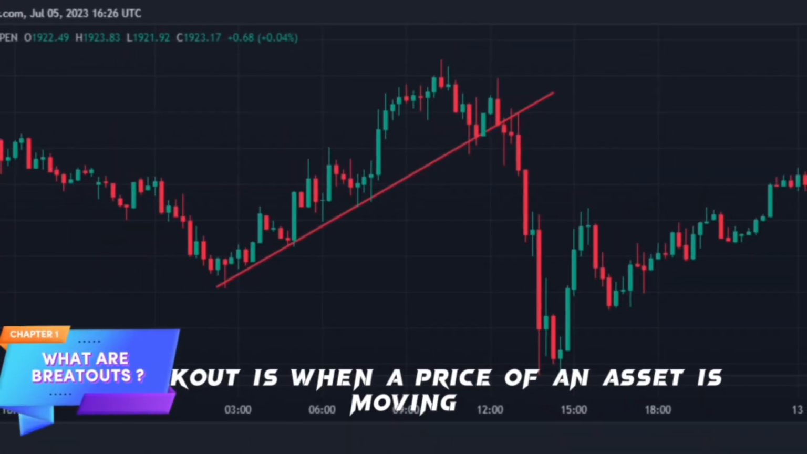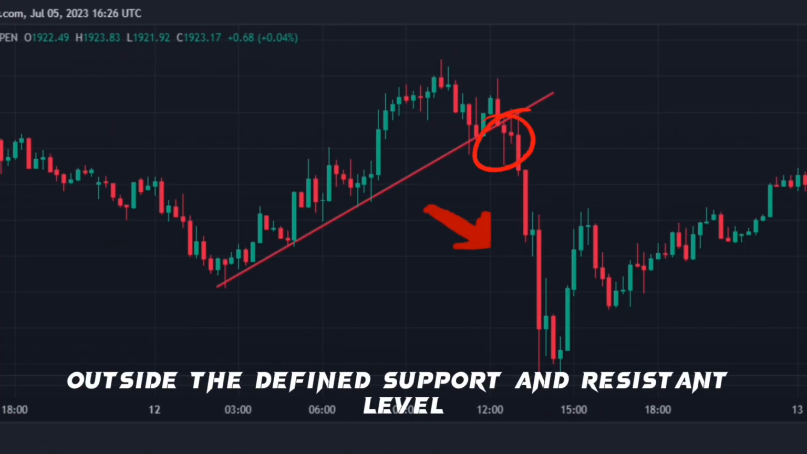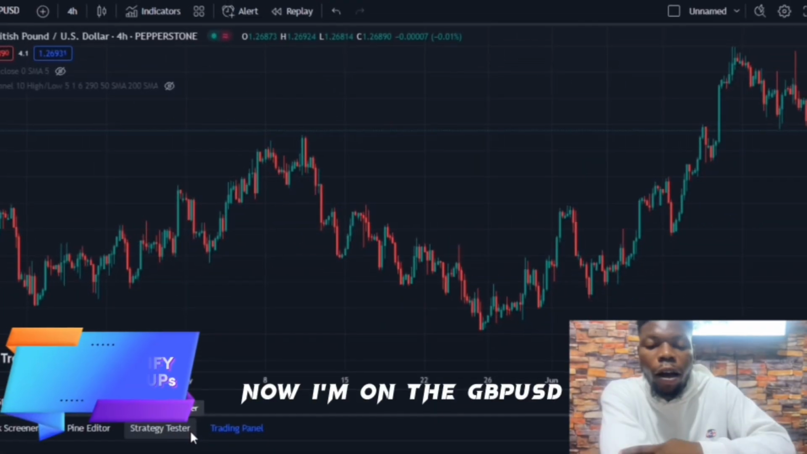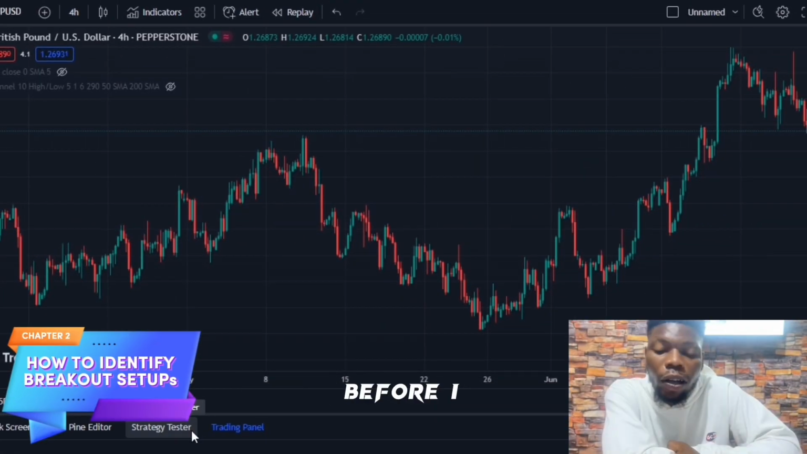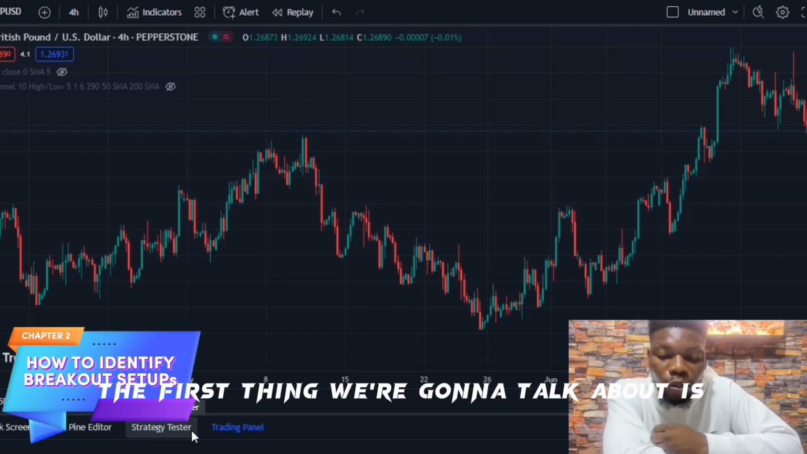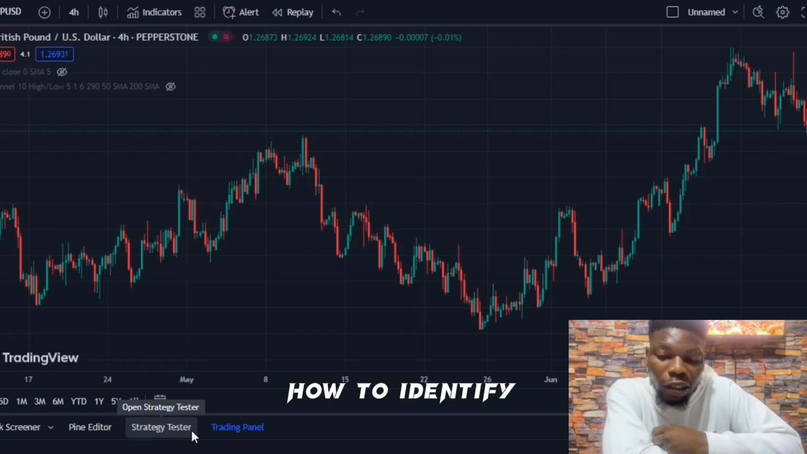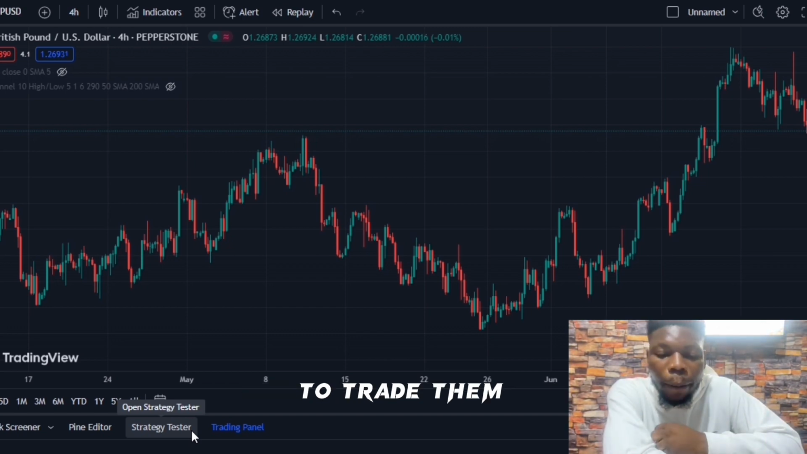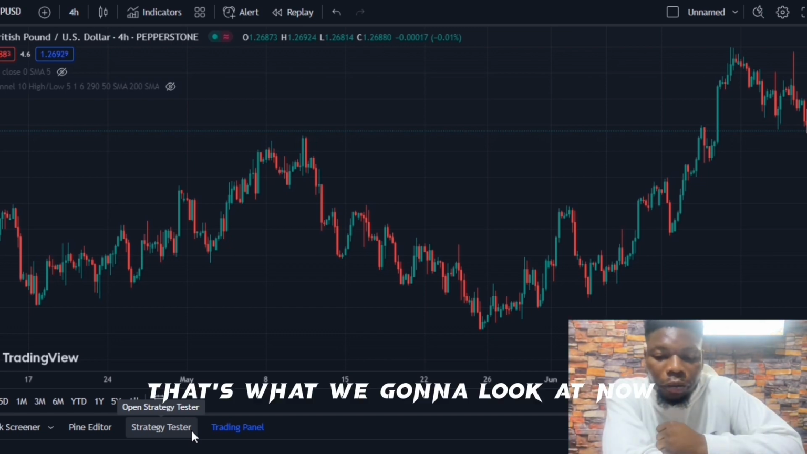A breakout is when the price of an asset moves outside the defined support and resistance level with increased volume. Now I'm on the GBP/USD 4-hour time frame, so the first thing we're going to talk about is how to identify breakouts and how to trade them. That's what we're going to look at now.